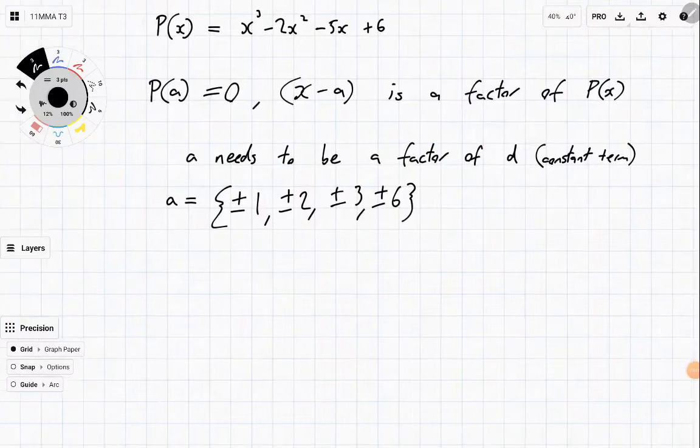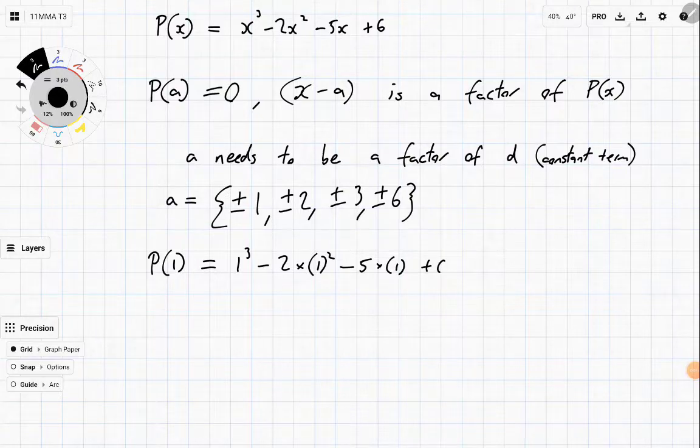Let's have a try. So let's try p of 1. Well, p of 1 is equal to 1 to the power of 3 minus 2 times 1 squared minus 5 times 1 plus 6. 1 to the 3 is 1. 2 times 1 is minus 2. Minus 5 plus 6 equals 0. Therefore, since it's equal to 0, therefore, x minus 1 is a factor.